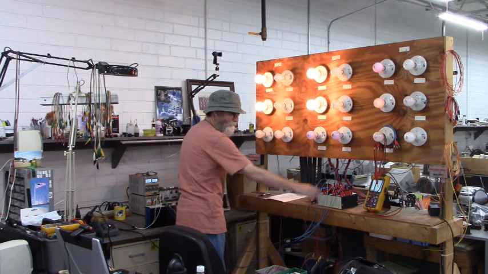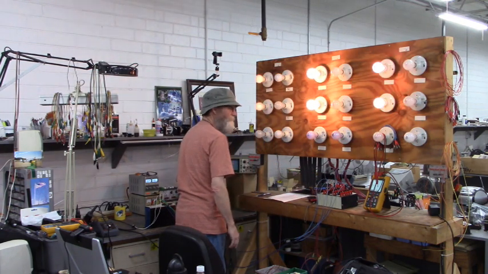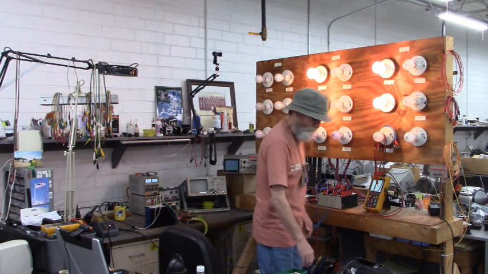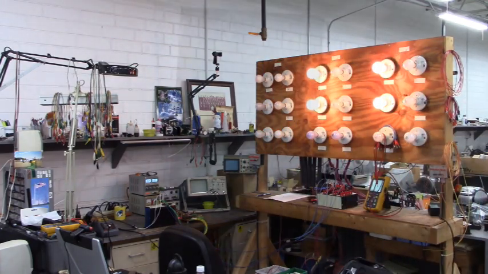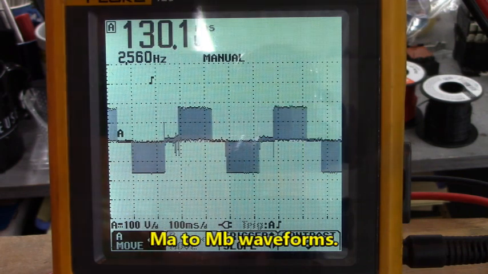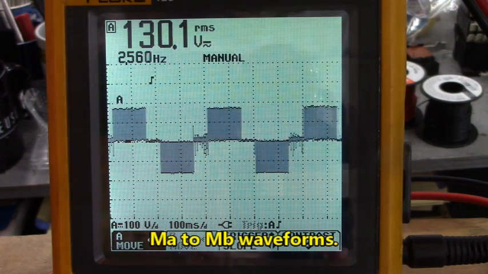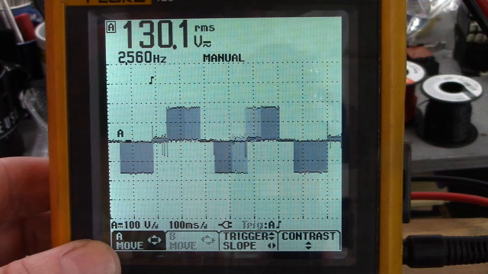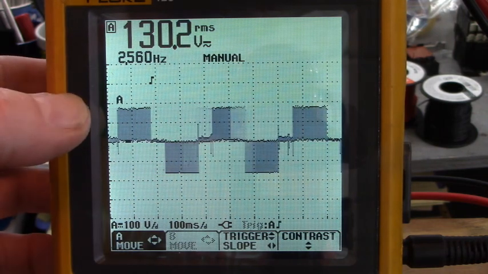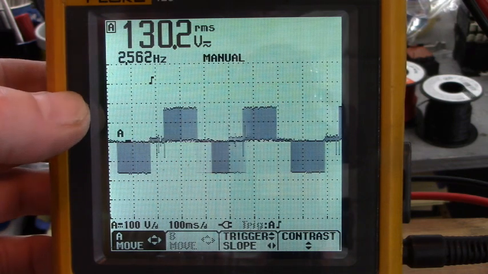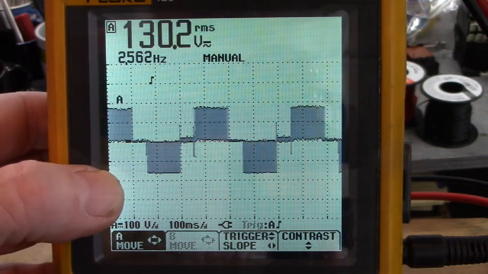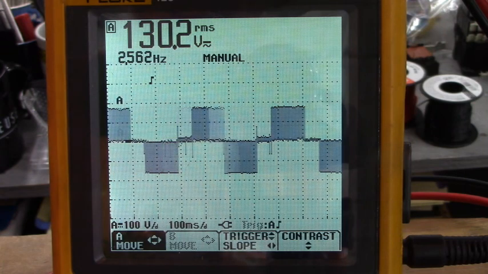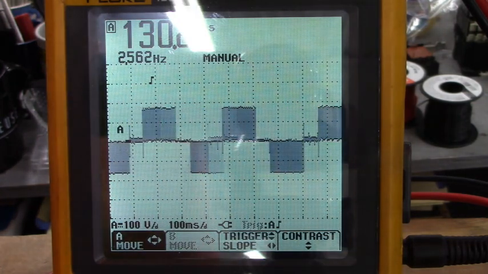Okay. Let's get close to that Fluke oscilloscope and we'll see what the waveforms look like. Here's the MA to MB waveform. The scope is set to 100 volts per division. So that's about 170 volts on the positive side and negative 170 volts maybe on the negative side. I'm going to stop the drive, then we'll look at MA to MC.